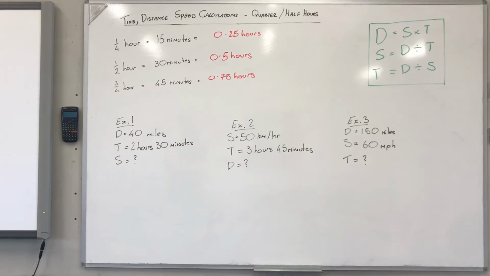So if we look at example one, saying distance equals 40 miles and time equals 2 hours 30 minutes, and we're calculating the speed. The first thing we need to do is convert the time into decimal hours and then use the calculation. Remember that 30 minutes is 0.5 hours, so 2 hours 30 minutes is going to be 2.5 hours. So I'm going to do the calculation and I'll come back and talk.